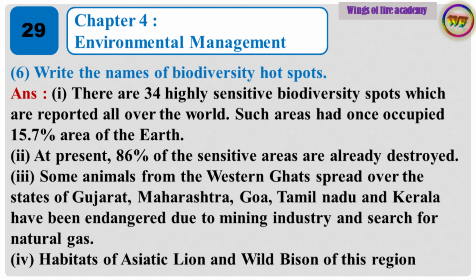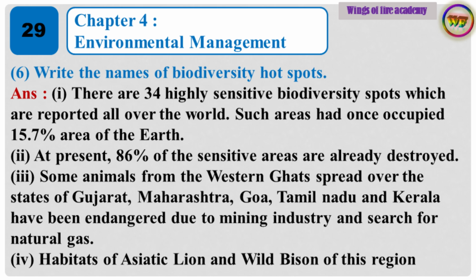Sub-question 6. Write the names of biodiversity hotspots. Answer. Point 1. There are 34 highly sensitive biodiversity spots which are reported all over the world. Such areas had once occupied 15.7% area of the earth. Point 2. At present, 86% of the sensitive areas are already destroyed. Point 3. Some animals from the Western Ghats spread over the states of Gujarat, Maharashtra, Goa, Tamil Nadu and Kerala have been endangered due to mining industry and search for natural gas.